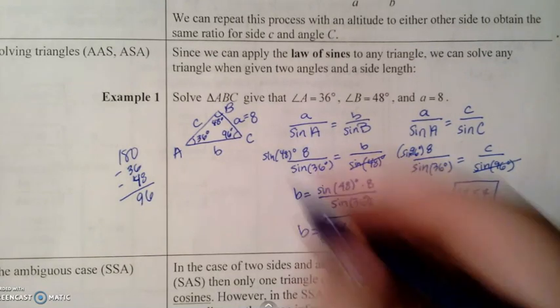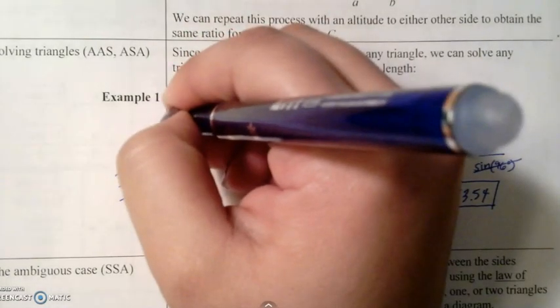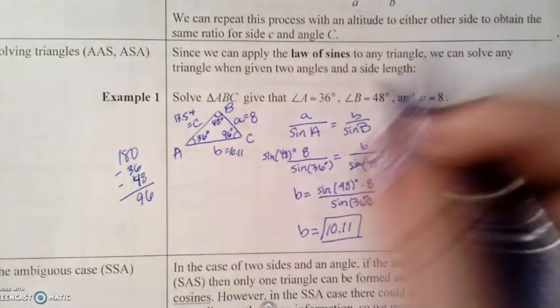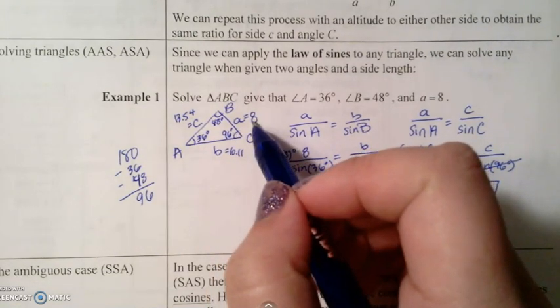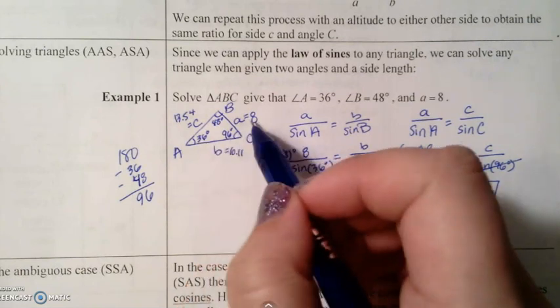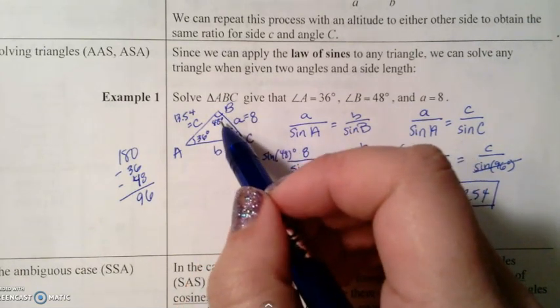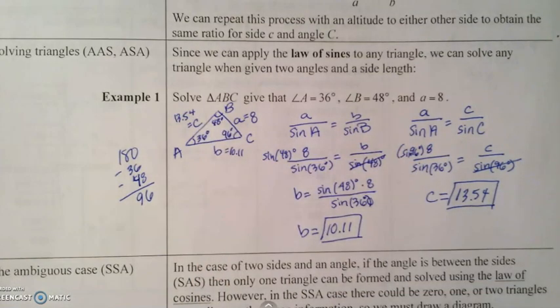Okay, we can label it onto the triangle. 10.11, 13.54. Notice, just like we saw in geometry, the shortest side is across from the shortest degree, the smallest angle. Smallest angle is smallest side. Smallest angle, middle side, largest angle, largest side.